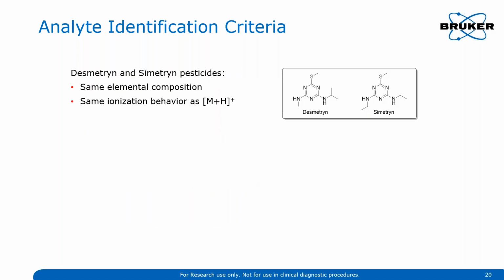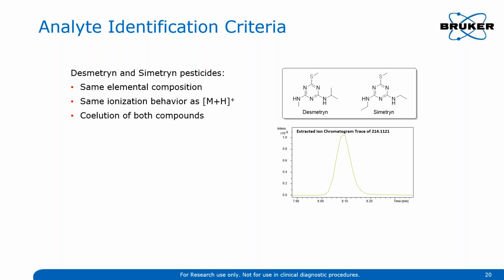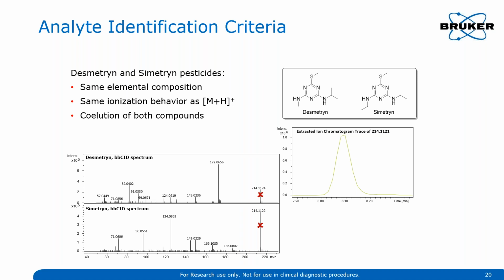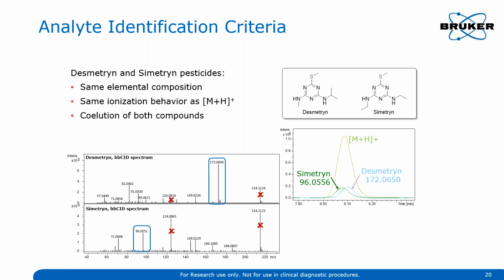And one more example. So another pair of pesticides in a single mixture, same molecular formula and ionization behavior, and even the same elution time. Parent ions have the same exact mass, and some of the fragments are the same as well. However, the TargetScreener database contains information on multiple broadband CID fragments. And some of them are unique for each pesticide. Thus, we can extract ion chromatograms for these unique fragments and distinguish these 2 pesticides reliably.